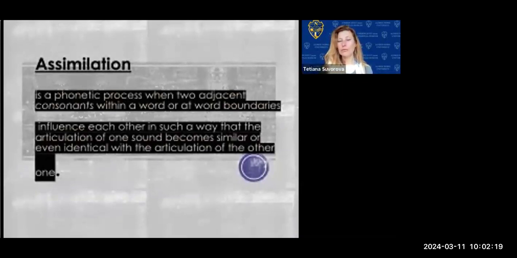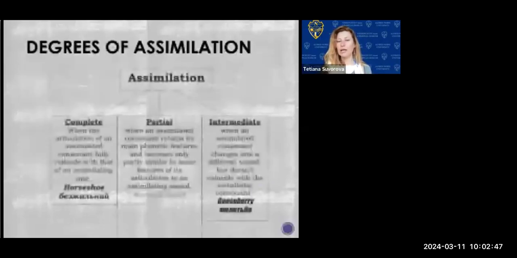deformations, yes, sound deformations. So the first one and most important is assimilation. It is a phonetic process when two adjacent consonants within a word or at word boundaries influence each other in such a way that the articulation of one sound becomes similar or even identical to the articulation of the other one. In preposition and postposition, it differs. In this respect, we have degrees of assimilation: complete, partial, and intermediate.